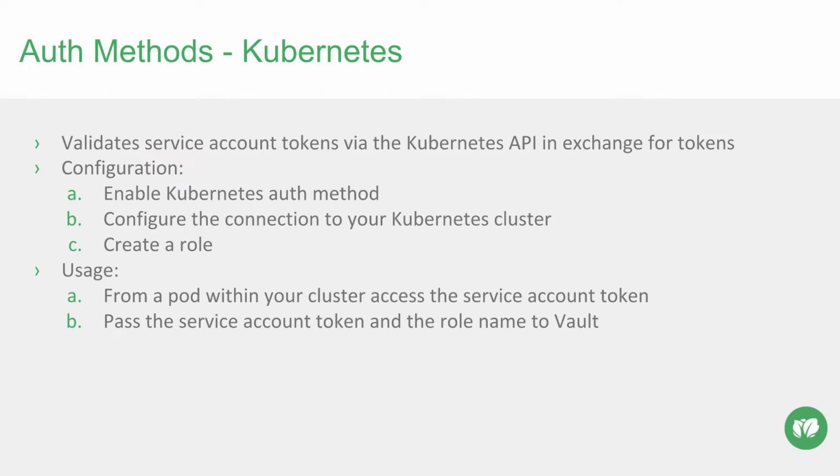So to use this within your pod, you access the service account token. The most straightforward way to do this is you create the pod with a service account associated to it. And then by default, Vault will mount the service account's token into a volume in your pod. And then you can just pull that out and pass that to Vault, and it'll give you back a token. And you also have to set the name of the role you want to authenticate with.